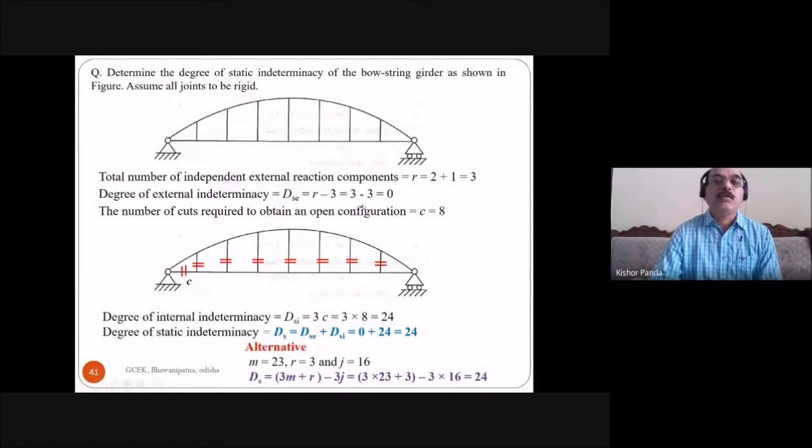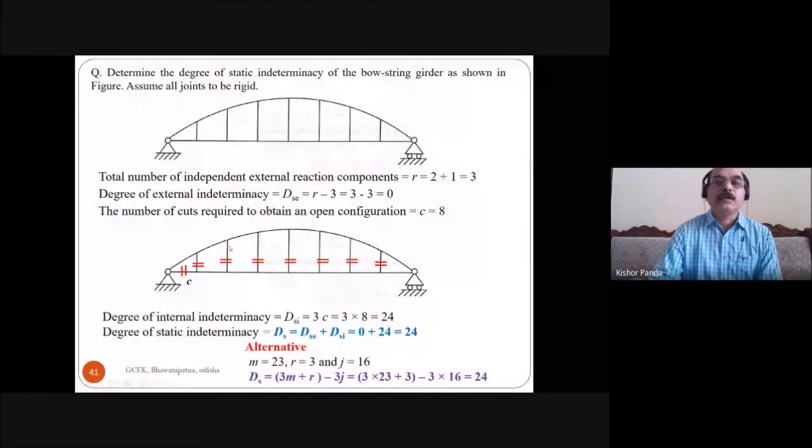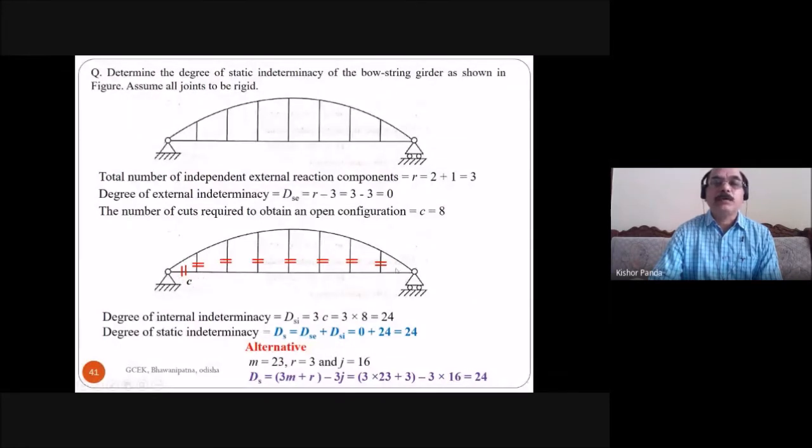Then you find out the degree of internal static indeterminacy. Here this is also a rigid jointed frame. Here also this is a closed chamber indeterminate structure. So you have to make it determinate. So you have to make a number of chords so that the structure becomes an open configuration.